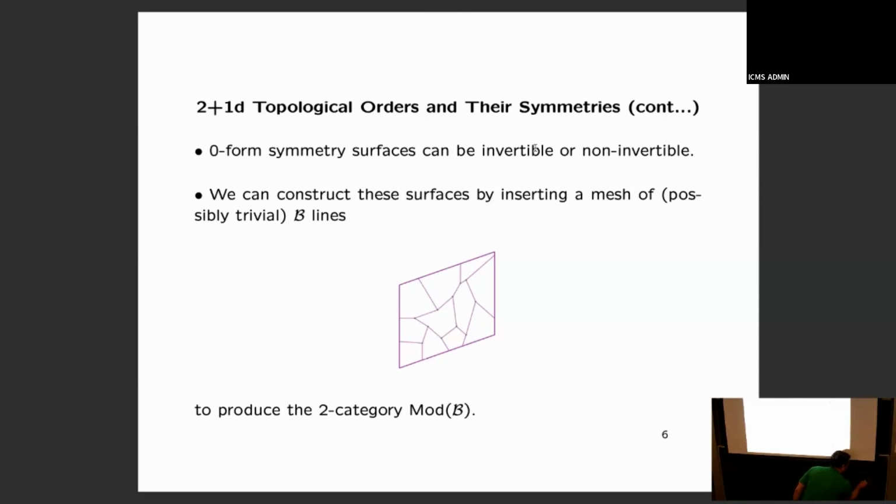So for example, when I send a line E into SE, I can get two possibilities. One possibility is E comes out, but I can also have a junction between E and SE where the trivial line comes out. So in this sense, it's also non-invertible. Invertible just means that the DHR endomorphism is invertible.